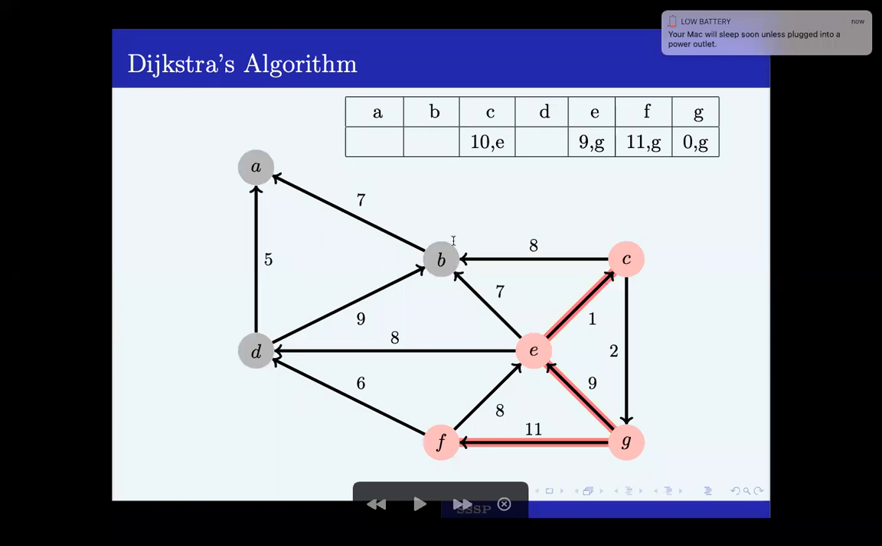17 and 16. So which one should I take next? I should take B. B is less. Oh, so actually I made a mistake. There's an error in this. I should not have done that. Okay, sorry. I made a big mistake.